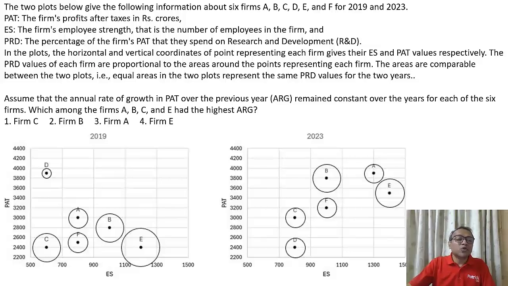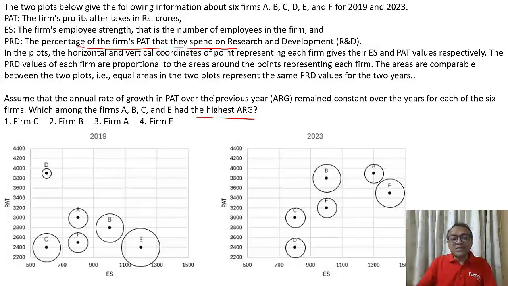Let's look at it. So two plots are given for 2019 and 23. The firm's profit after tax is given, PAT. Employee strength is given, and the percentage of firm's PAT as R&D is given. So let's try to solve the question which is given. Assume that the annual rate of growth of PAT over the previous year remained constant over the years. Which among the firms A, B, C and E has the highest ARG? So we want A, B, C and E, the highest ARG.